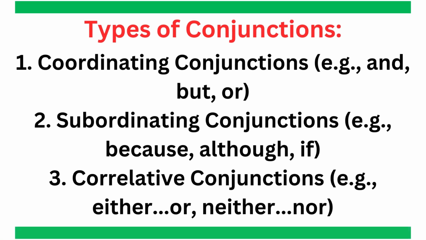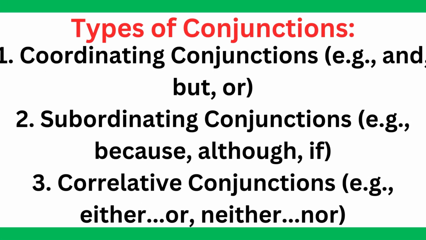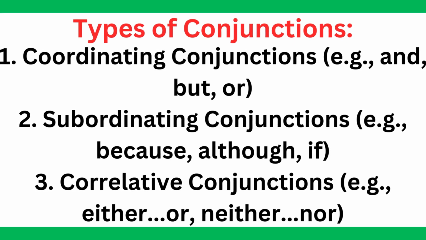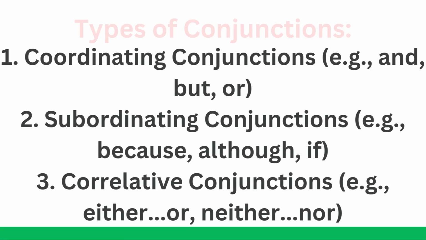Types of conjunctions. 1. Coordinating conjunctions, e.g., and, but, or. 2. Subordinating conjunctions, e.g., because, although, if. 3. Correlative conjunctions, e.g., either...or, neither...nor.